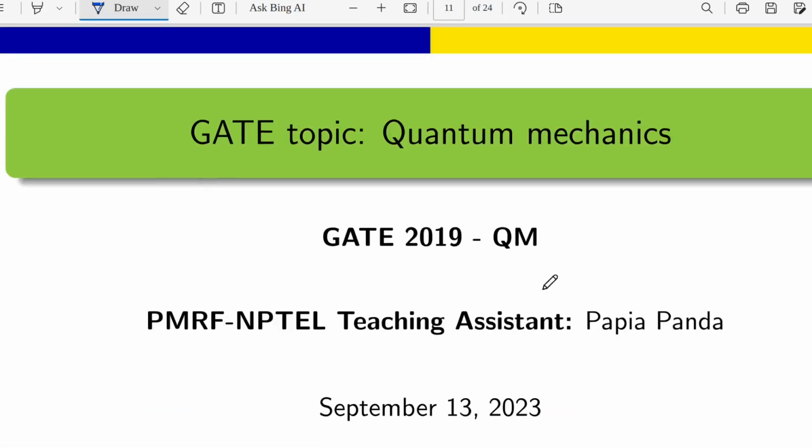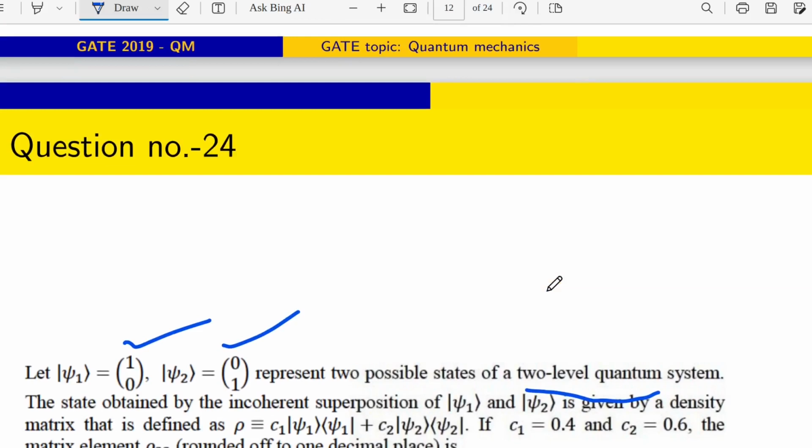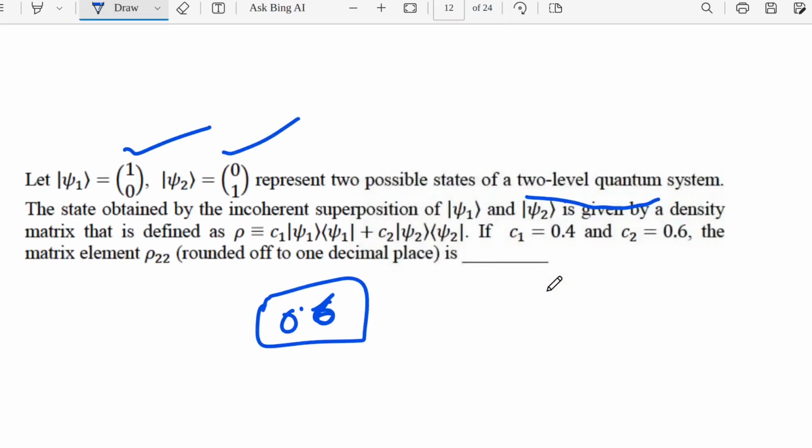Yes, this is the second question. It is from the GATE 2019 question paper, and the question number is 24. In that question, let psi 1 and psi 2 be given. Psi 1 is (1, 0) and psi 2 is (0, 1). These two represent 2 possible states of a 2-level quantum system.